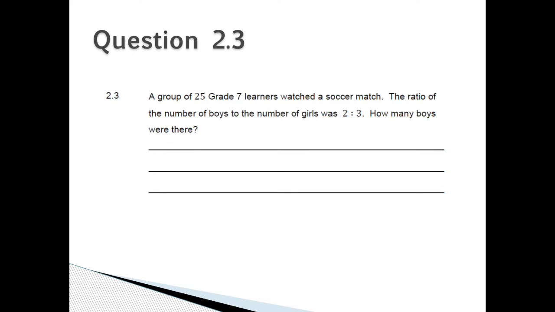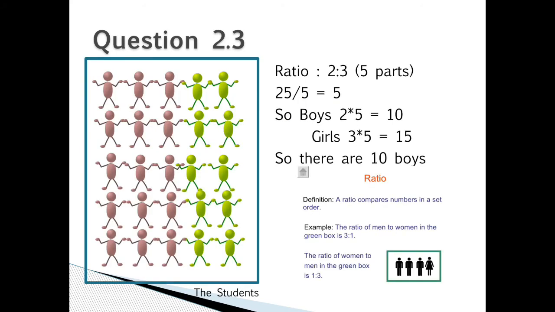Question 2.3. A group of 25 grade 7 learners watched a soccer match. The ratio of the number of boys to the number of girls was 2:3. How many boys were there? A ratio compares numbers in a set order. For example, in this little block, the ratio of men to women is 3:1. The ratio of women to men is 1:3.